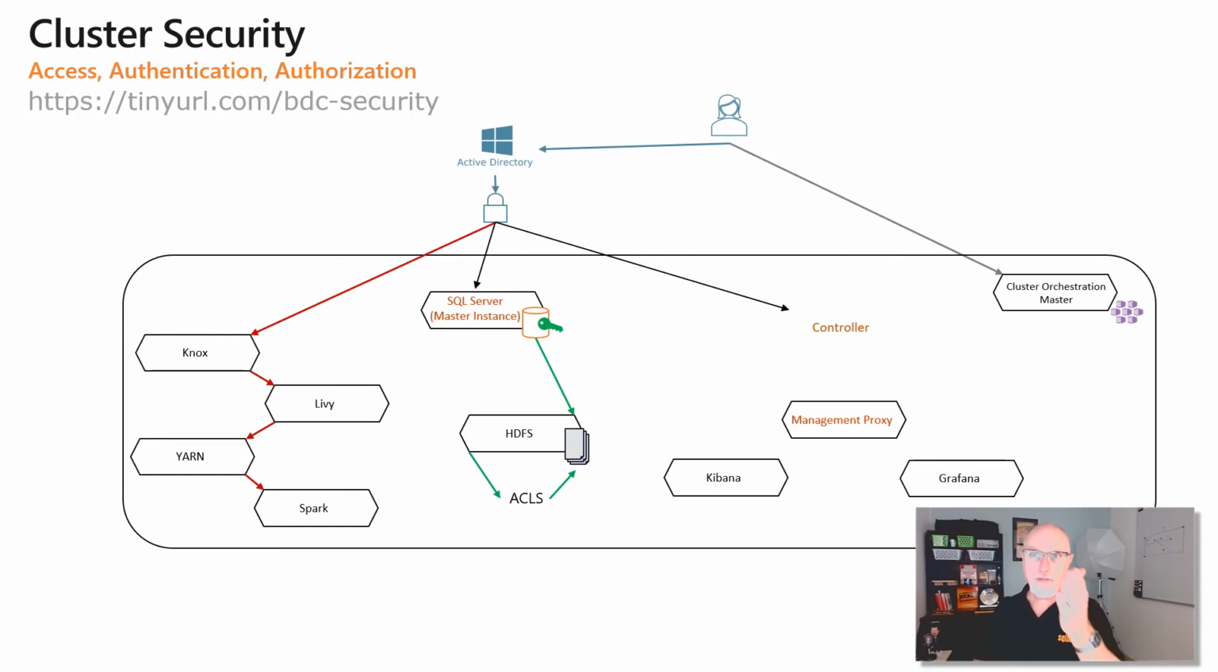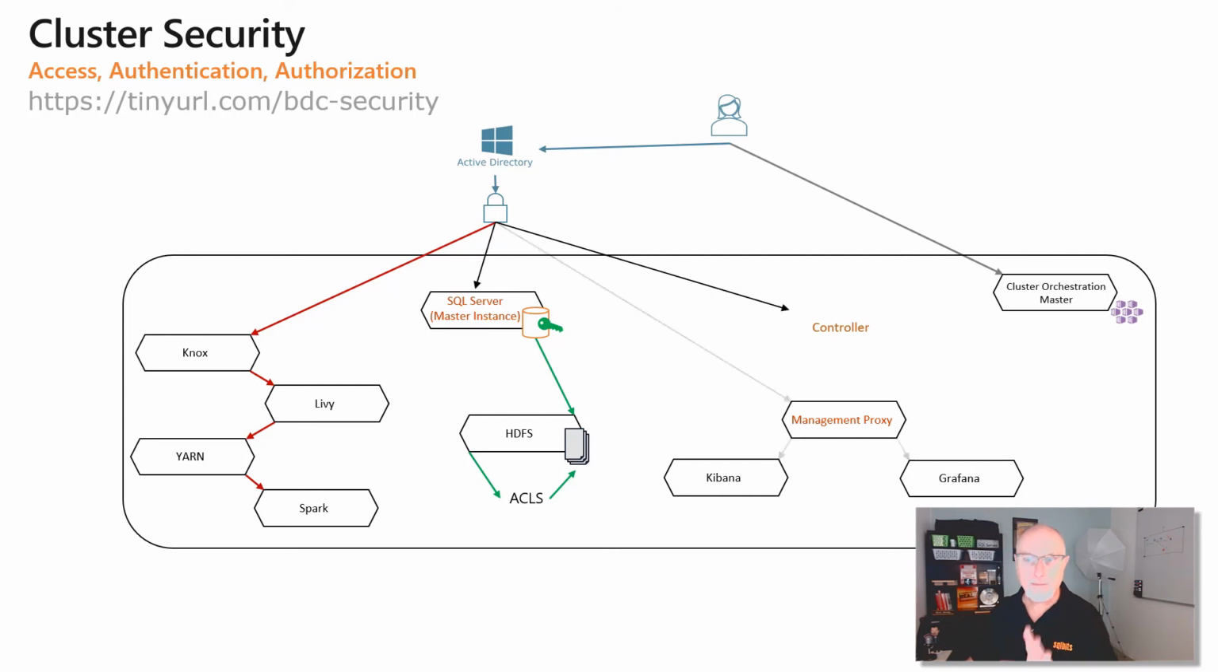And so the Active Directory token talks to Knox, that can now talk to Livy, that can now talk to Yarn, that can now talk to Spark. Now you see why I mentioned in the previous slide the information about where everything's going to hit Knox and Livy and so on. So that's kind of the way that works.